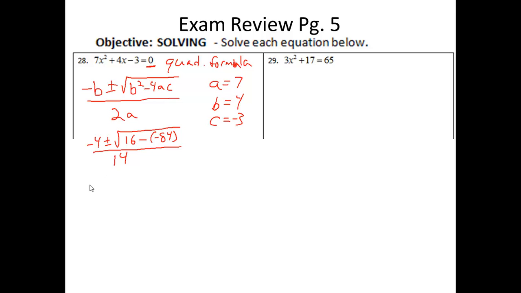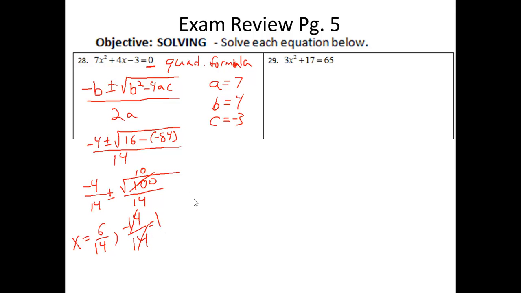So as I break this down, I have a negative 4 divided by 14 plus or minus the square root of a negative 16 minus a negative 84, which is 100, over 14. So the square root of 100 is 10. 10 times 10 is 100. So I have a negative 4 plus 10, which is going to be 6 over 14. And then a negative 4 minus 10, which is going to be a negative 14 over 14, which equals 1. That cancels out to equal 1.